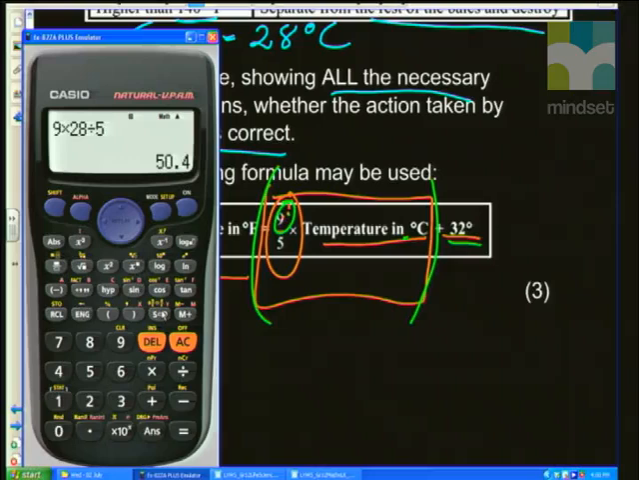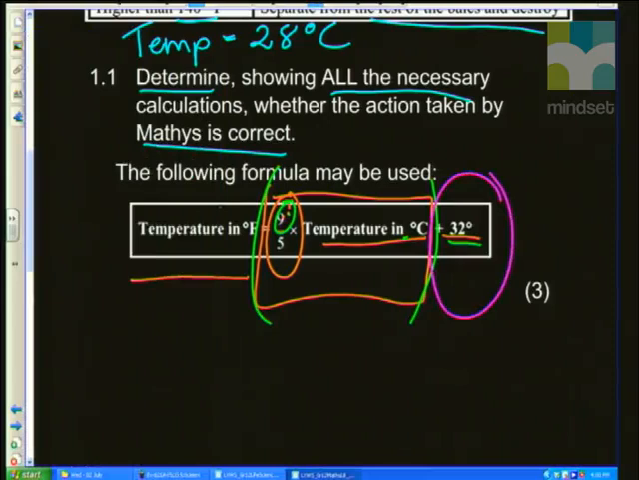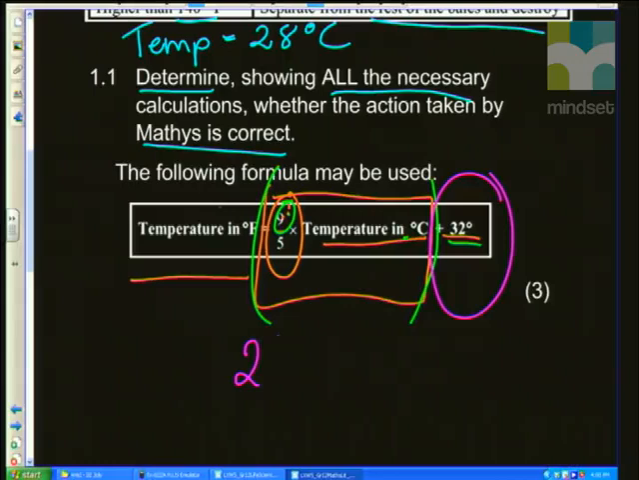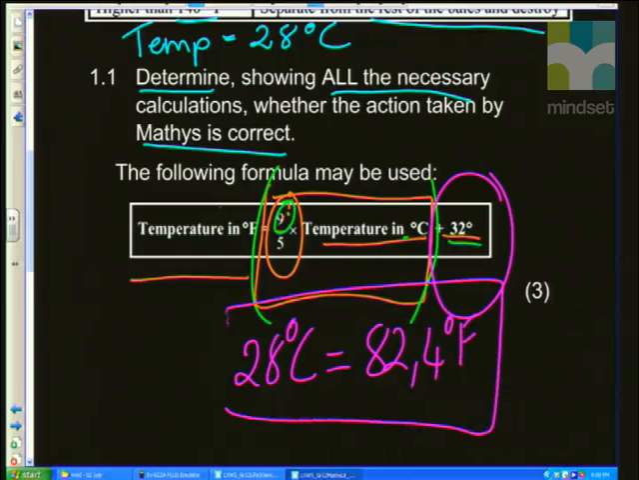Now, the next bit, remember, is I must still add 32. So I'm going to take the calculator and add 32 degrees to it. If we add 32, what will we get as the total? The answer in 28 degrees Celsius is equal to a temperature in Fahrenheit, having done it on the calculator, of 82.4 degrees Fahrenheit.